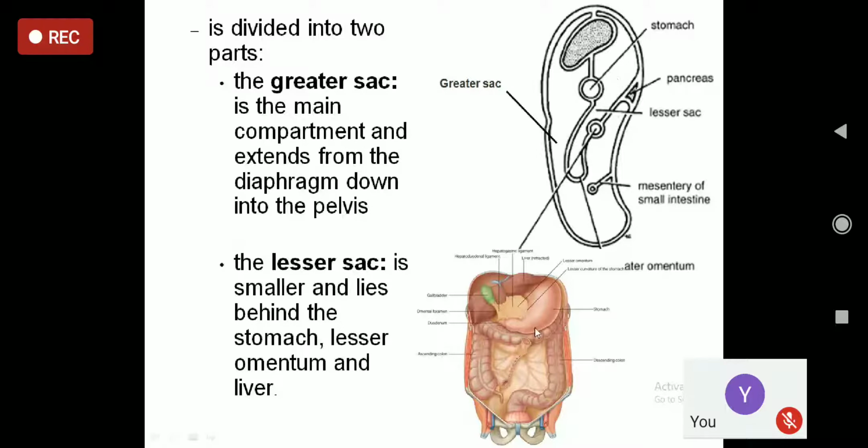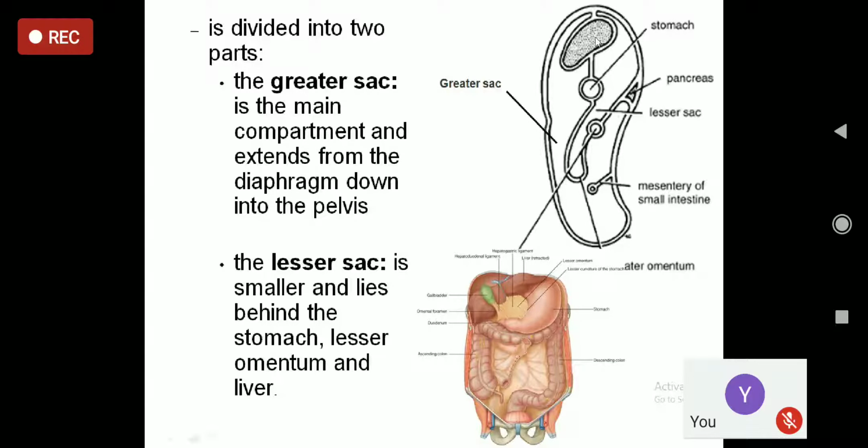Here we can see the stomach. Just behind the stomach is the lesser sac, and in front is the greater sac. The greater sac is the main compartment and extends from the diaphragm down into the pelvis. The lesser sac is the smaller one and lies behind the stomach, the lesser omentum and the liver.